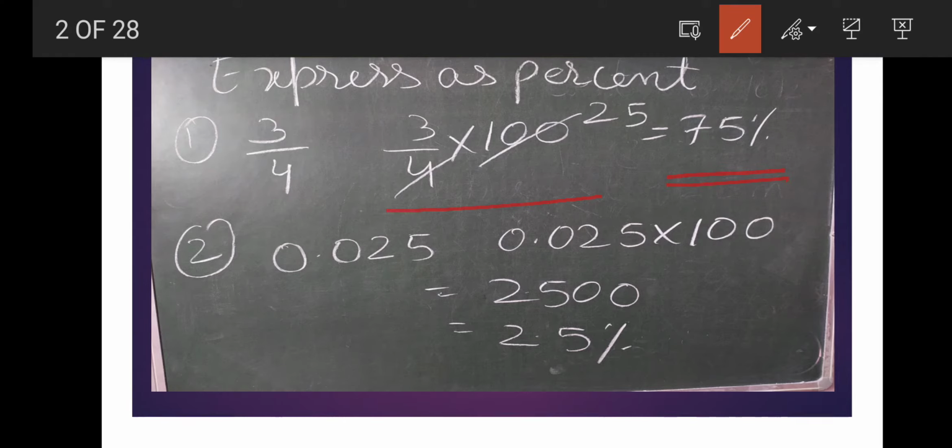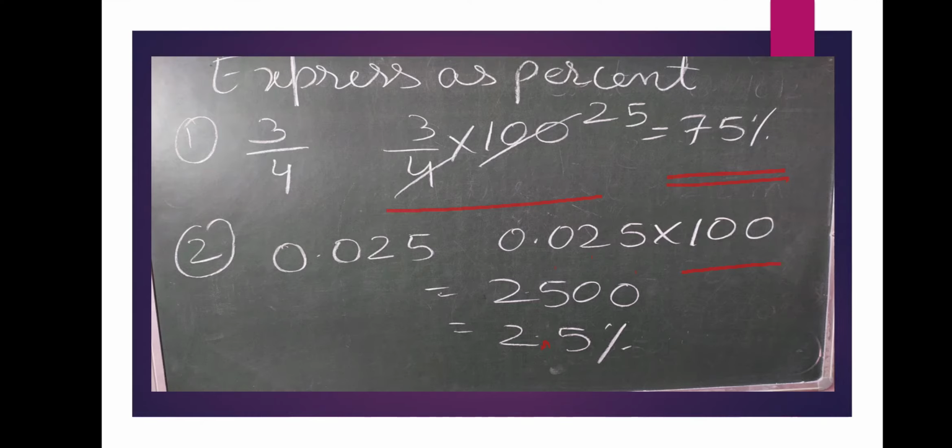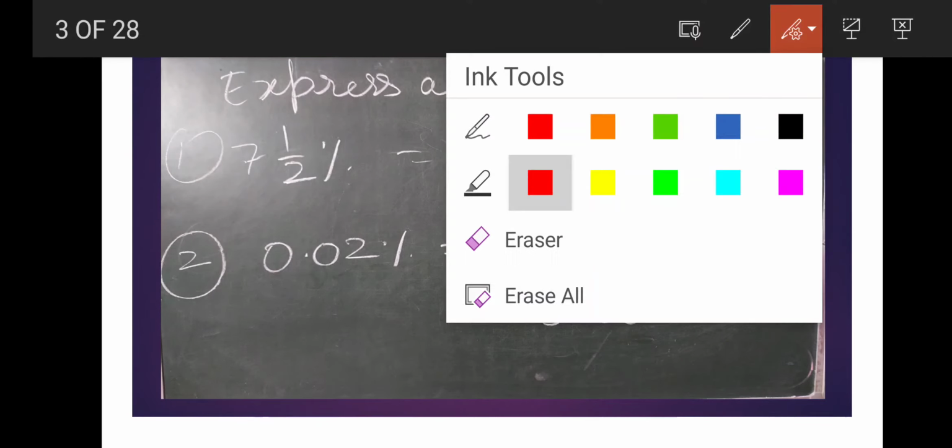Next question is 0.025. You have to express this as a percent. Very simple. You have to multiply this decimal number by 100. So you will get the answer 2.5. How? Because 0.025 into 100, you move the decimal by two places, so the decimal goes after the first 2, and you get 2.5%.